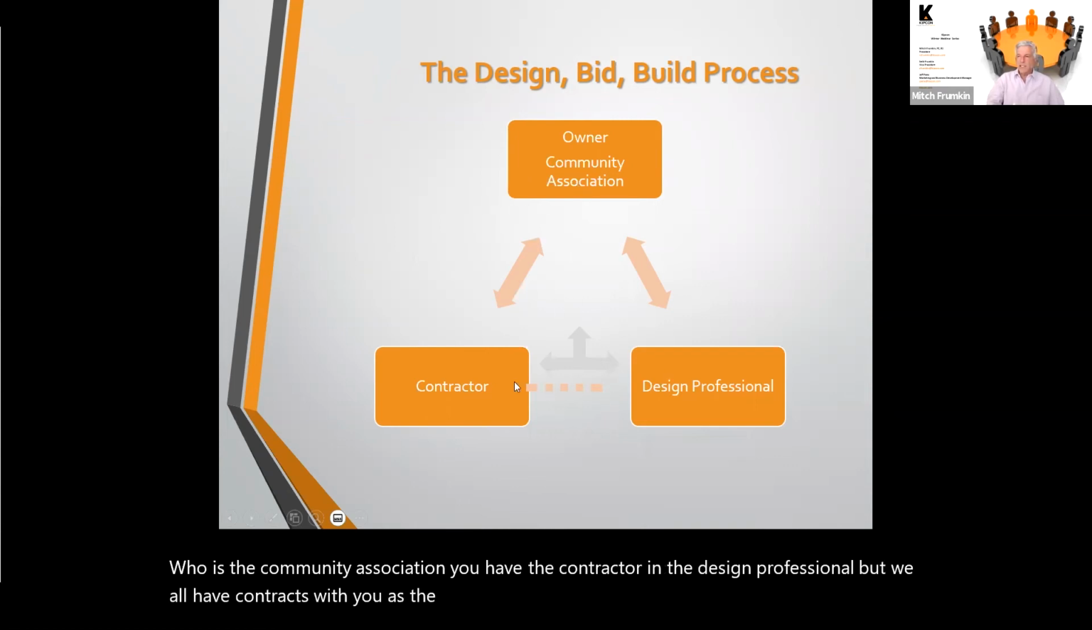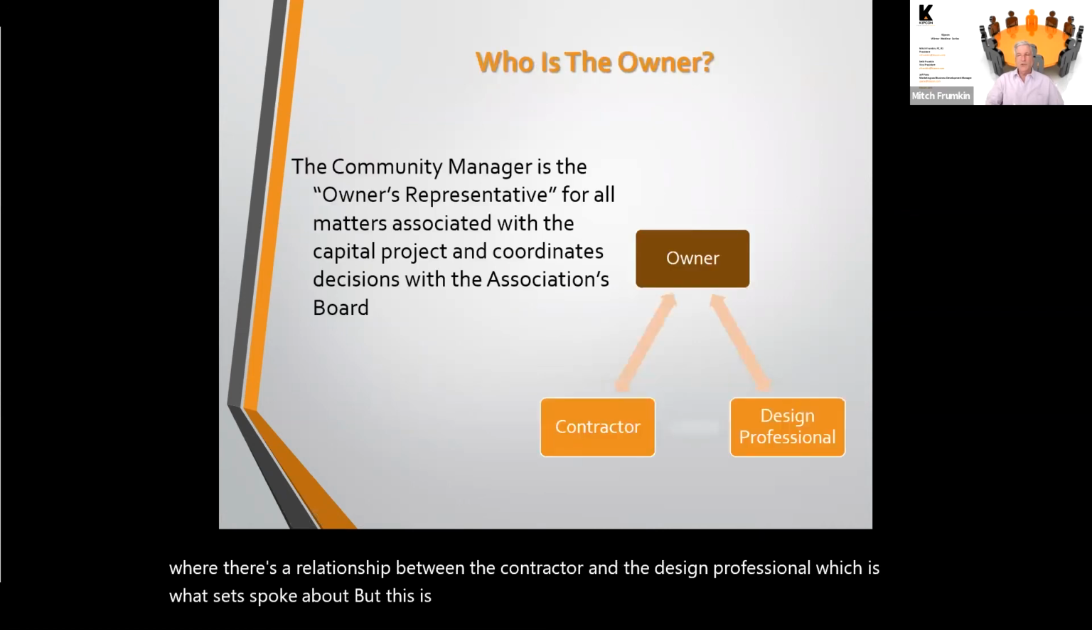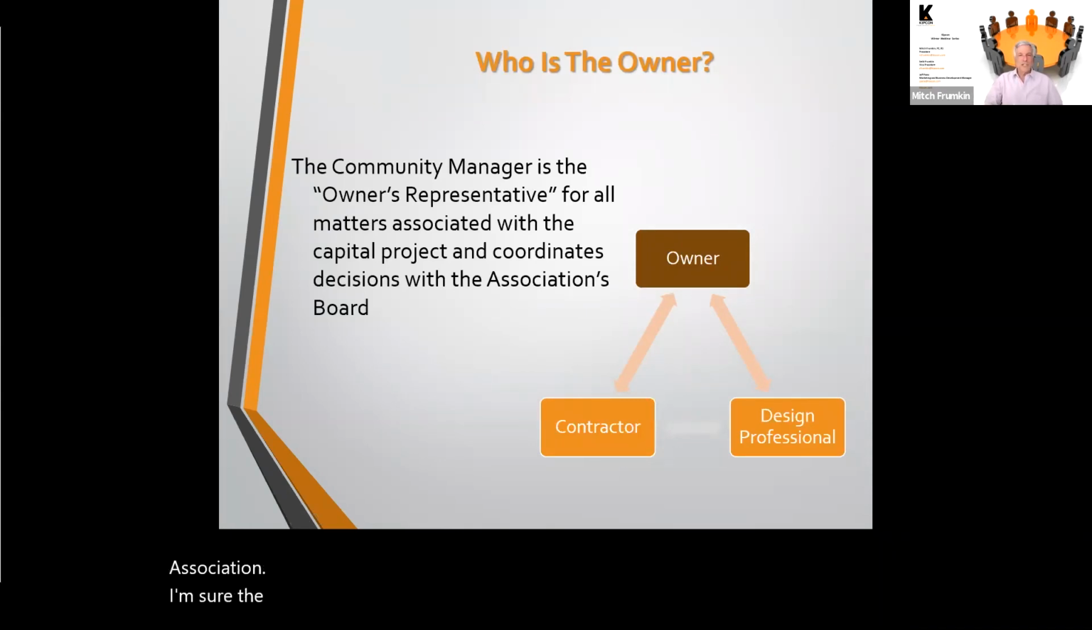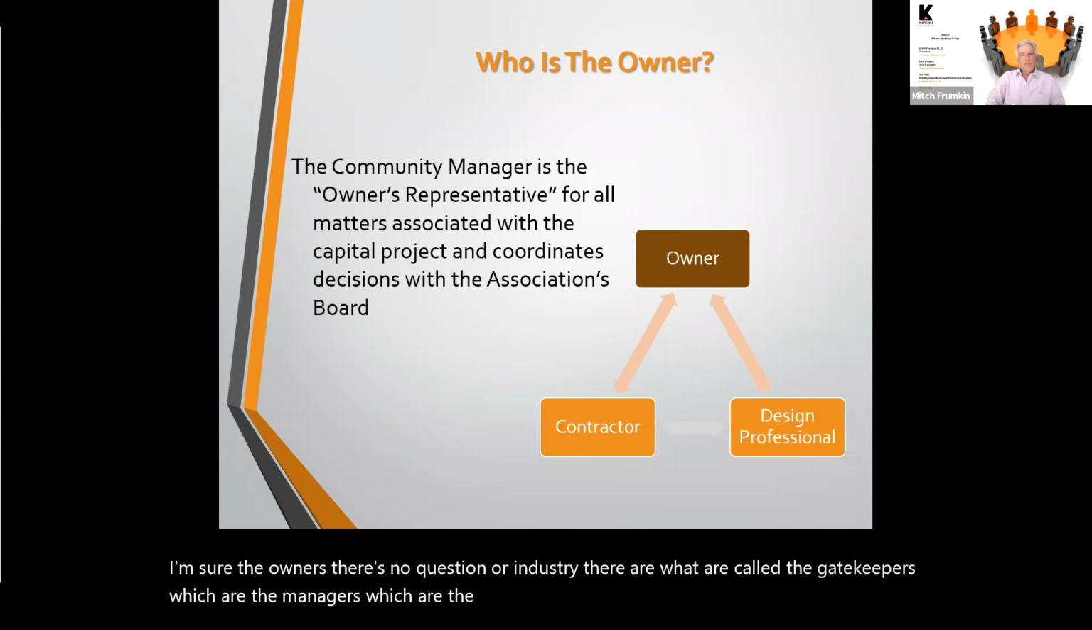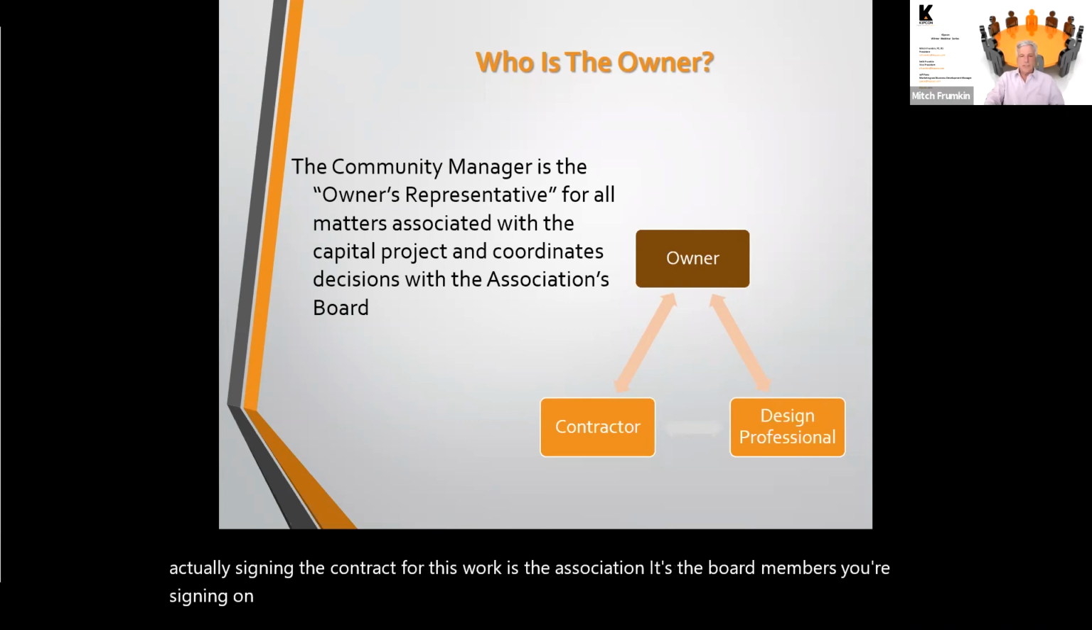But then you can see the dotted line down here where there's a relationship between the contractor and the design professional, which is what Seth spoke about. But this is the general process. Who's the owner? The owner is the association. I mean that's you guys. You're the owners. There's no question in our industry there are what are called the gatekeepers, which are the managers, the gatekeepers to the owners. But the people that are actually signing the contract for all this work is the association. It's the board members. You're signing on behalf of the association. So that's who the owner is.